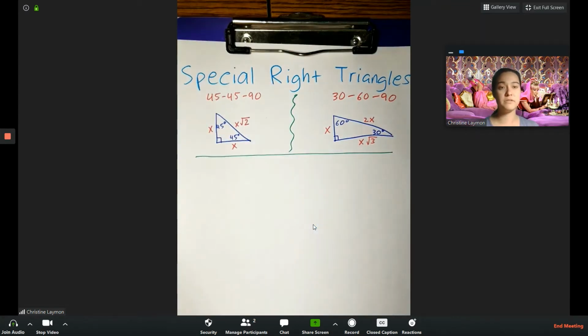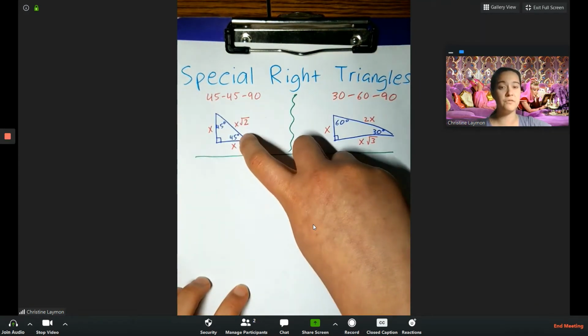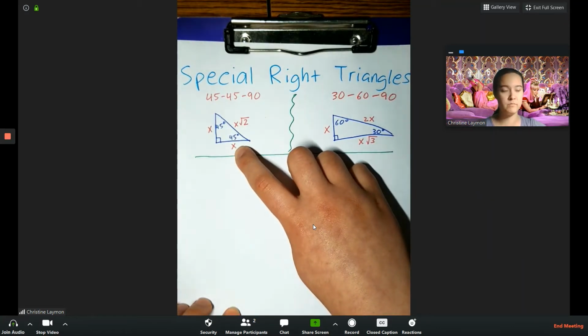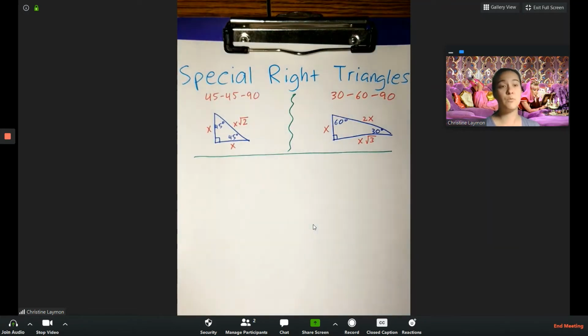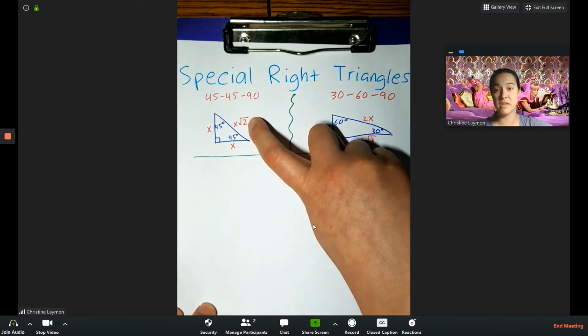Now think about this in terms of isosceles triangles. If the base angles are the same, then you'll automatically know that the two legs are the same as well, they're congruent. So if these two are both 45, then these two sides have to be the same, whatever they are. So for example, x and x. Now, what I'm showing you here are shortcuts. If I have a 45, 45, 90, x and x, that hypotenuse will always be x root 2.